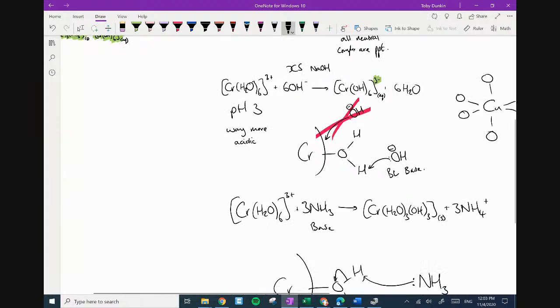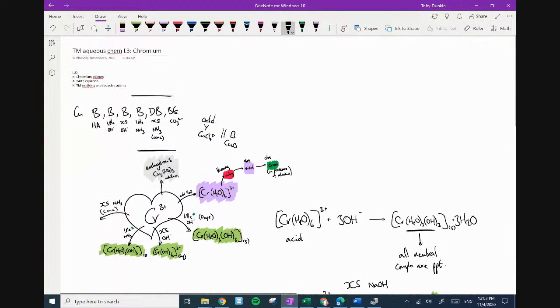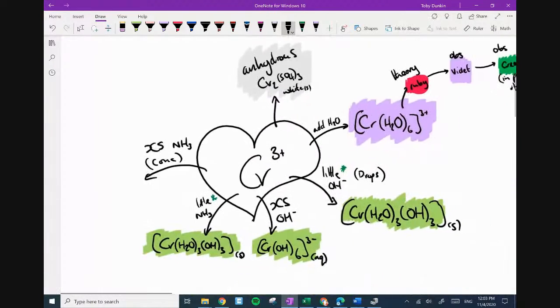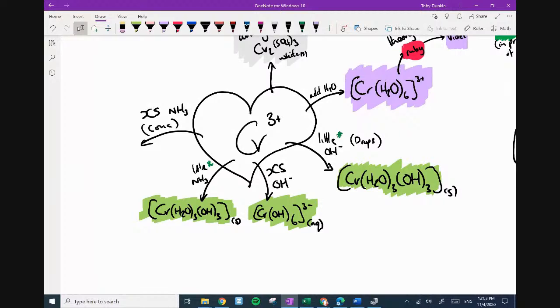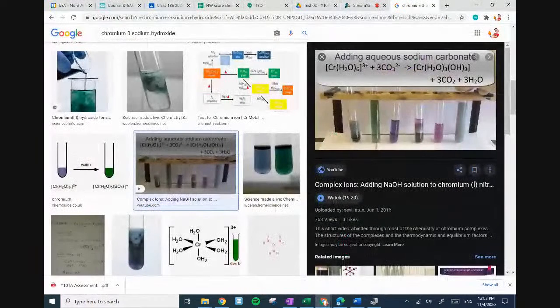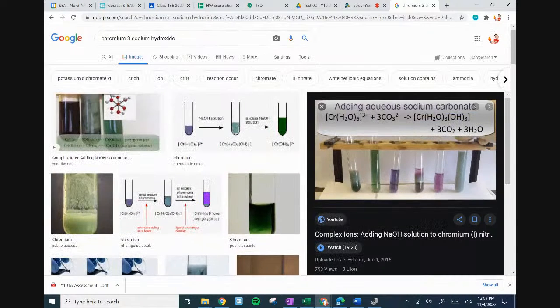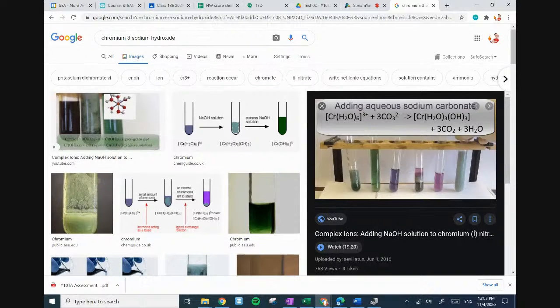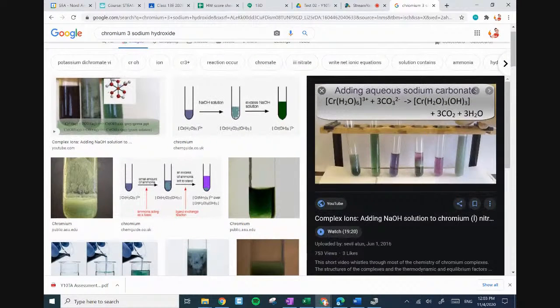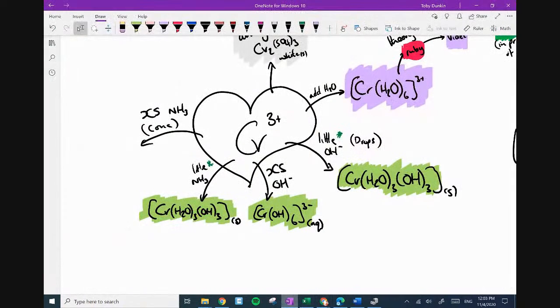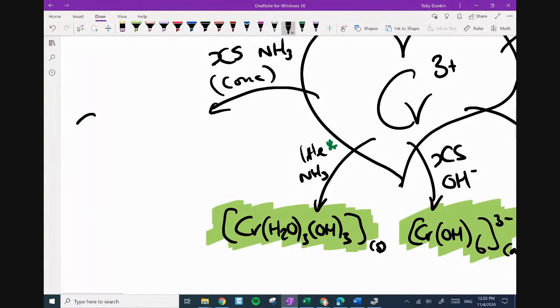Now, chromium doesn't do this. Chromium is far more straightforward. Chromium really likes its full swap outs. So what we actually get for chromium is that every single one of the waters is kicked out. All of them. They're going to go complete substitution, and we're going to form a purple solution. So we form a full swap out.